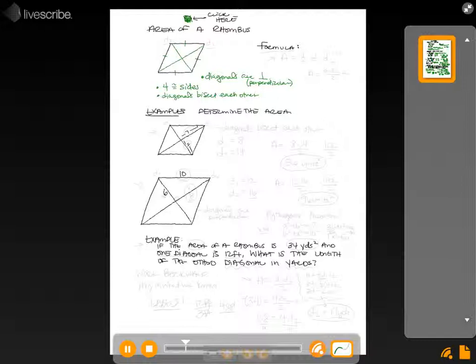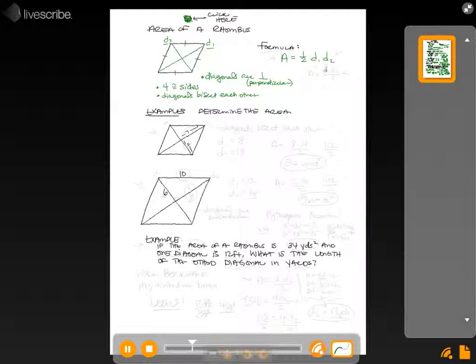For our formula, we're going to need to know how long the two diagonals are. The diagonals go from corner to corner. So I've marked D1, D2, diagonal 1, diagonal 2. It doesn't matter which one is labeled which, as long as you have both of them. This goes all the way across the figure, connecting one corner to the other. Our formula for the area of a rhombus is: the area is 1/2 diagonal 1 times diagonal 2. You're multiplying all those things together.